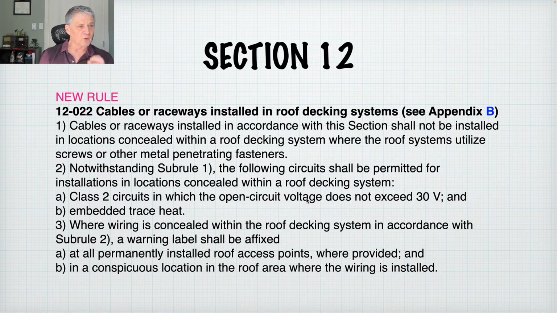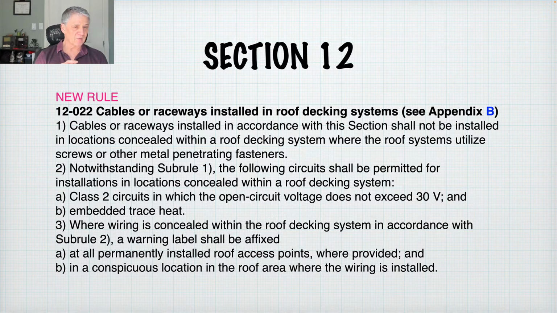What the new rule says, and this is cables or raceways installed in roof decking systems. So this is if you were to install it in the roof, and we've been doing this for a number of years, and this rule here actually says no more, and there's reasons for it. Cables or raceways installed in accordance with this section shall not be installed in locations concealed within the roof decking system where the roof systems utilize screws or other metal penetrating fasteners. There's a lot of screws that go through this stuff. If you're ever working underneath Q-deck and scrape your knuckles, you'll know.